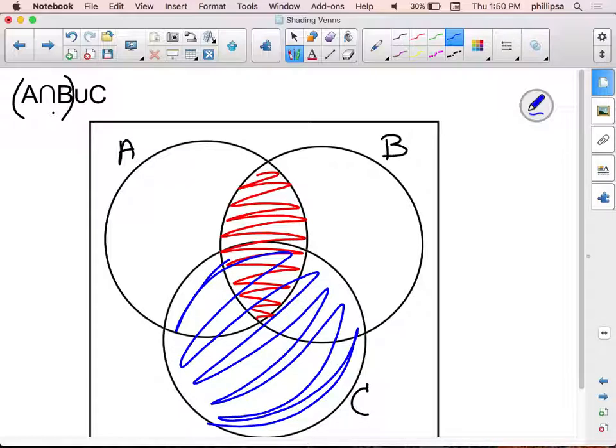Do I have to take anything away? Don't take anything away. It was a union. You are now saying, I'm going to take all of this, but I'm also going to take all of this. So you have the double shaded, but that's just also included with everything else. Make sense? We're doing it. That's it. We did 4.